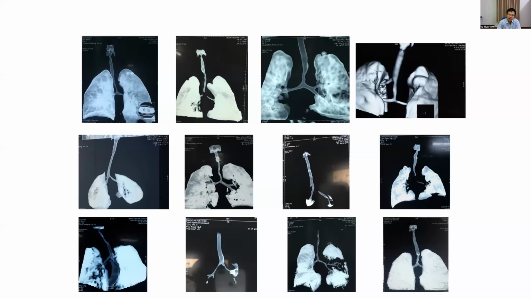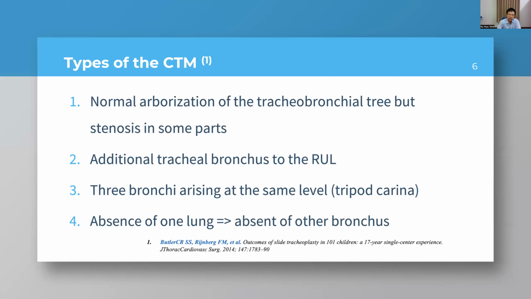There are some images of the tracheal malformation. And we can see they are quite different from each other. But anyways, it was classified into four types.